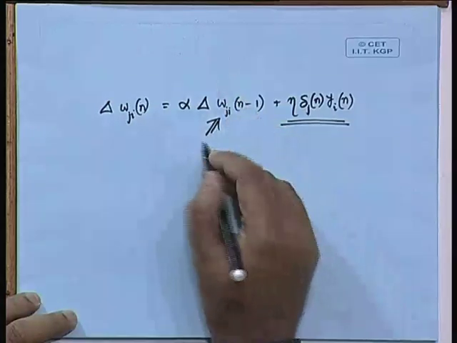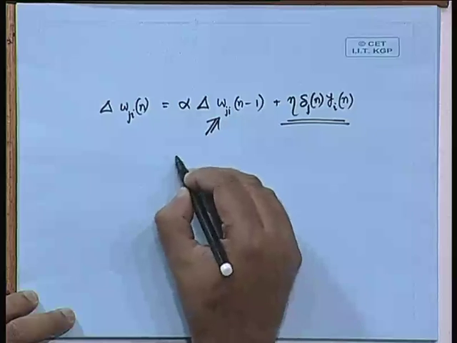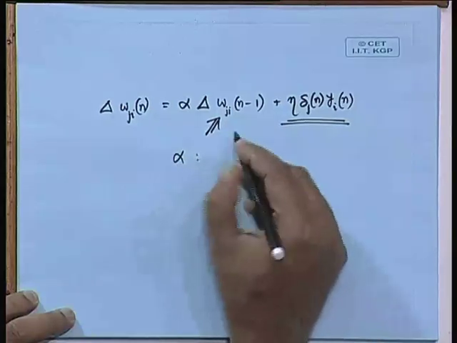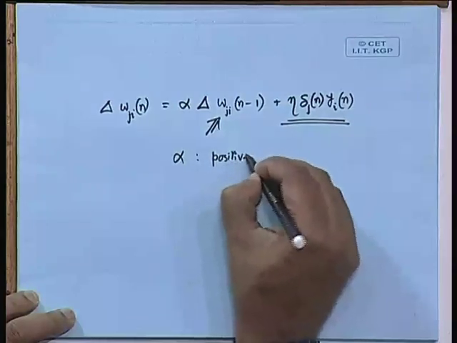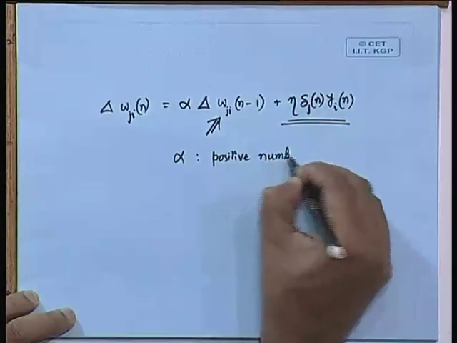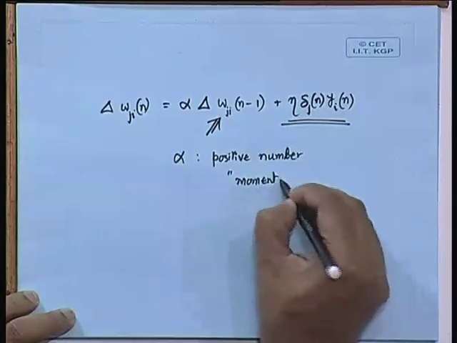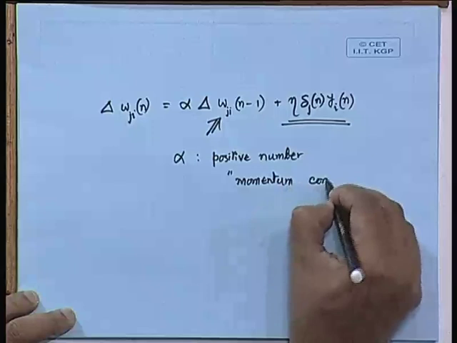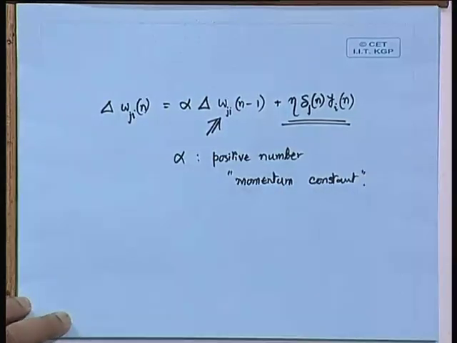In this case alpha is going to be a constant. In fact, alpha is normally taken to be a positive number, and alpha is referred to as the momentum constant. Why is it called a momentum? If you spend a bit of time on it, I think it is very easy to understand.